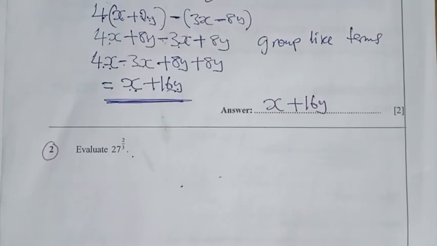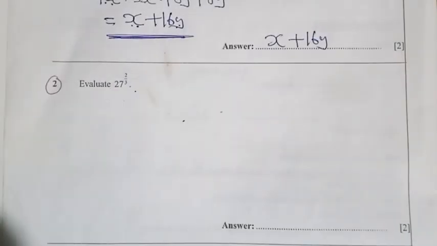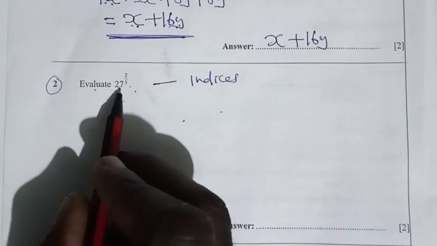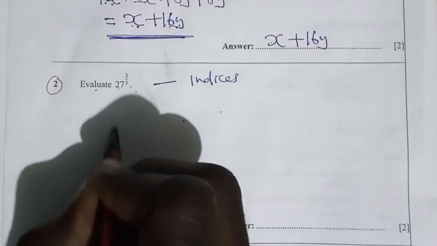Okay, so without wasting time, let's look at number 2. Number 2 is saying evaluate. This question is falling under indices. So evaluate. We have 27 raised to the power 2 over 3. For this one, let me copy to this side. 27 raised to the power 2 over 3.